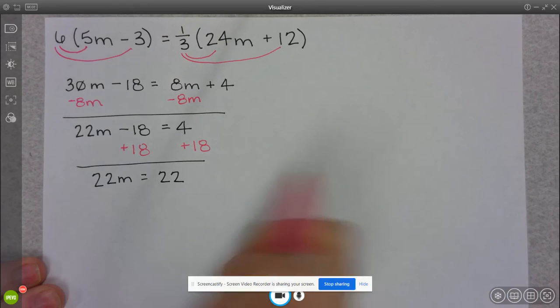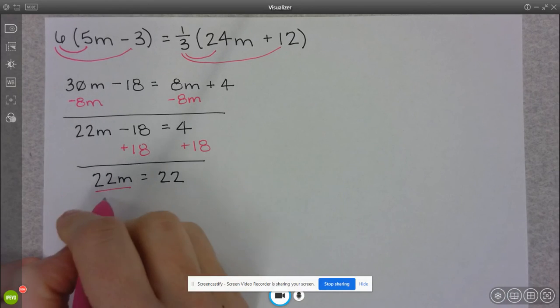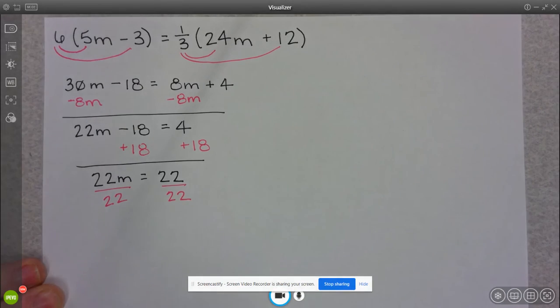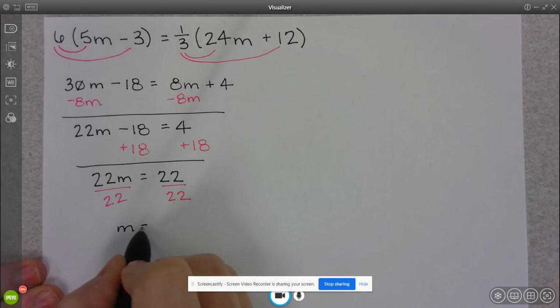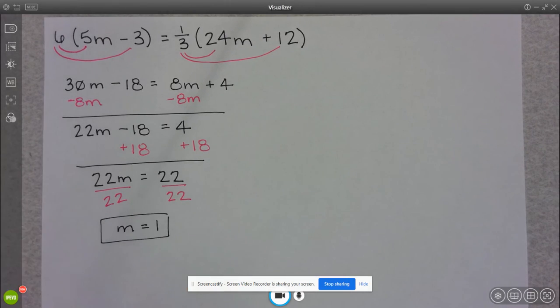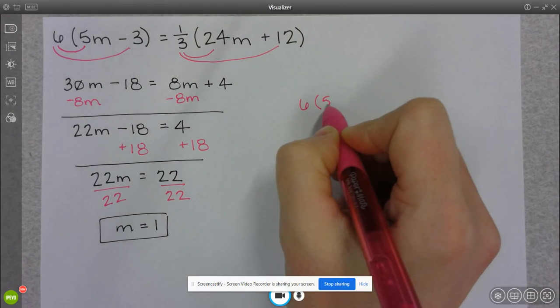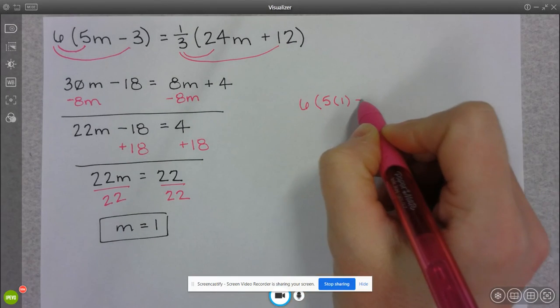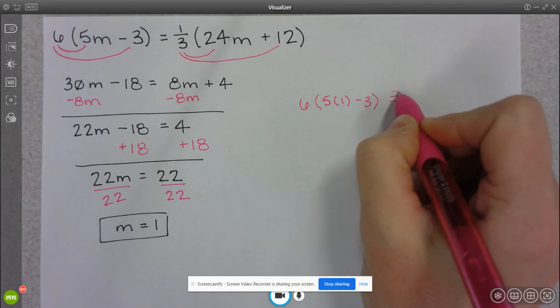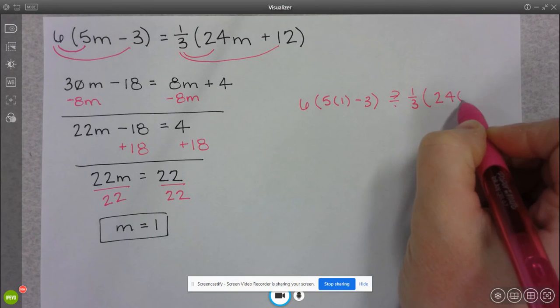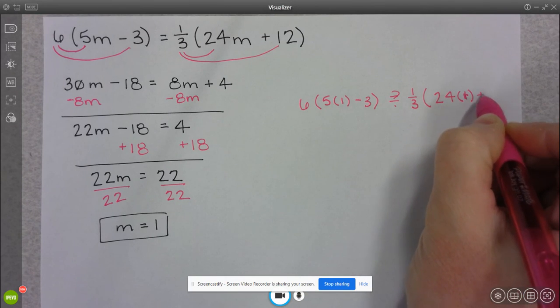I should be able to see at this point the only thing m could be is 1, but just in case, dividing both sides by 22 leaves me with m only being equal to 1. Now if I went back and double checked, again, just to prove that you could, I would have 6 times 5 times 1 minus 3. And my goal is to see, is that the same as 1/3 of 24 times 1 plus 12?